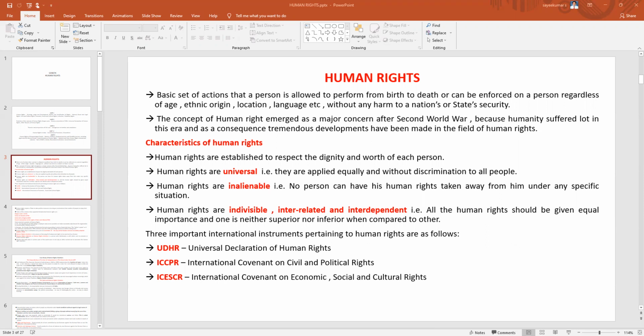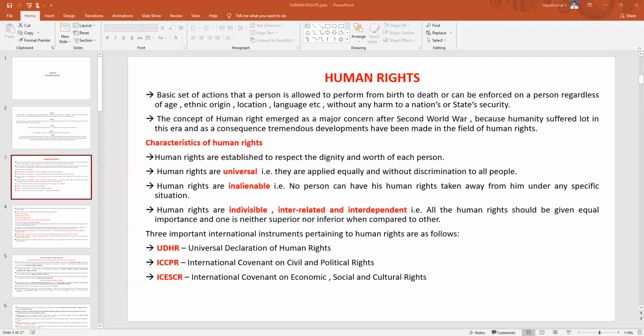Human rights are universal. They are applied equally and without any discrimination to all the people. Human rights are inalienable. You cannot remove them from a person. No person can have his human rights taken away from him under any specific circumstances or situation. And whatever the classifications of human rights, they are indivisible, interrelated, and interdependent. Each of them must be given equal importance, and one is neither superior nor inferior when compared to the other.